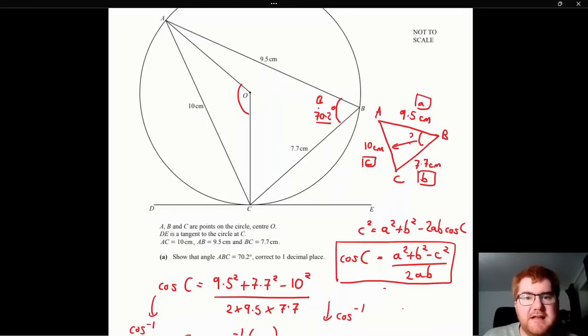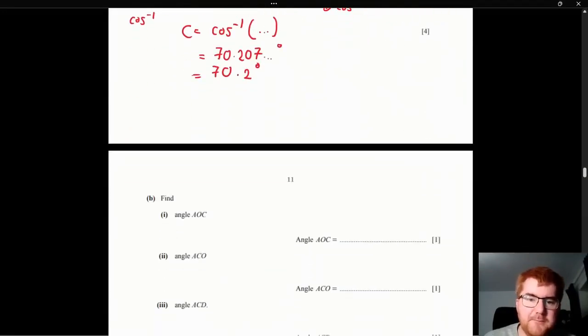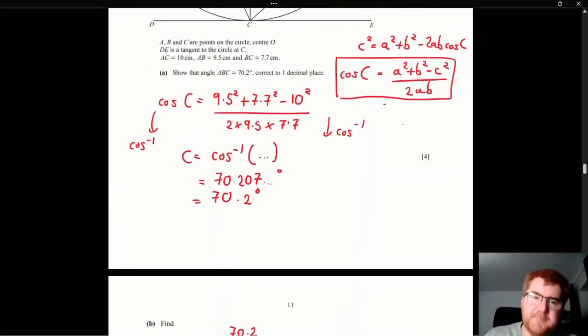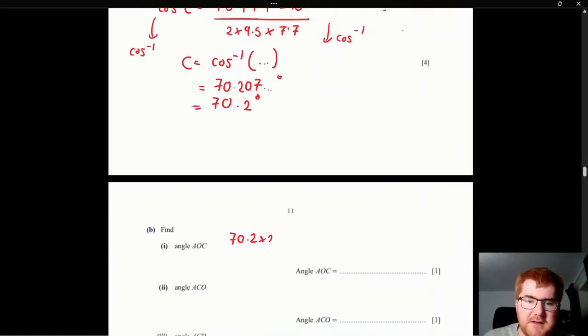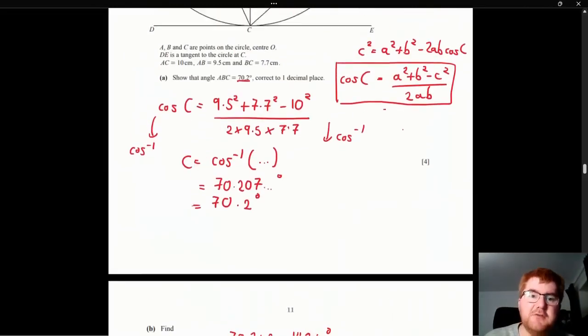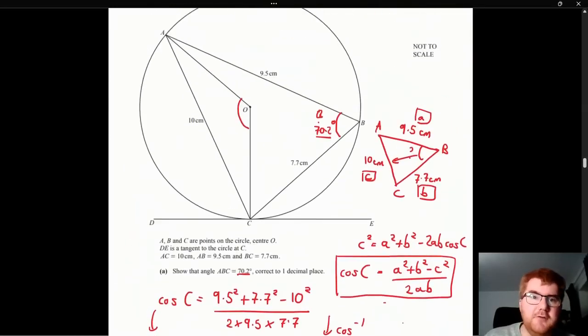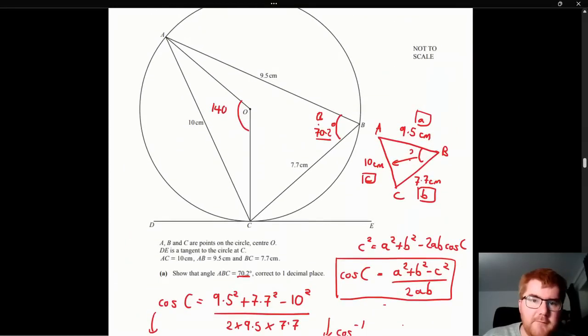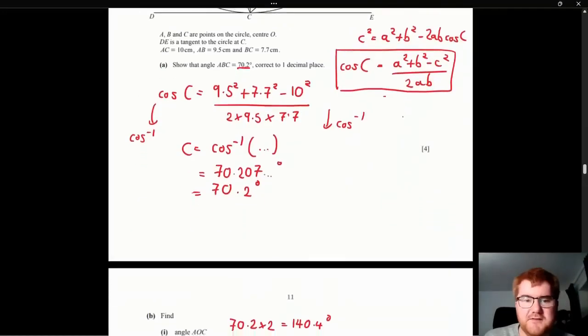So to work out this angle here, we just take our original answer, 70.2. Again, this is why they've done this. Even if you got this wrong, you can still use this. So we can times that by 2, which gives us 140.4 degrees. So I'm just going to use the angle just in case I did get that wrong later on. That's an obtuse angle, that makes lots of sense.